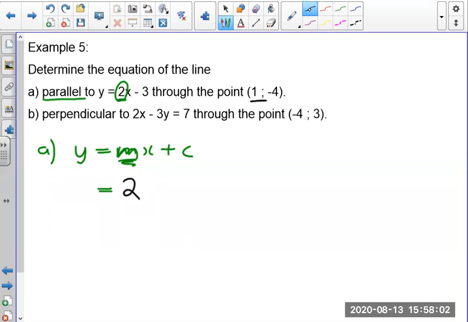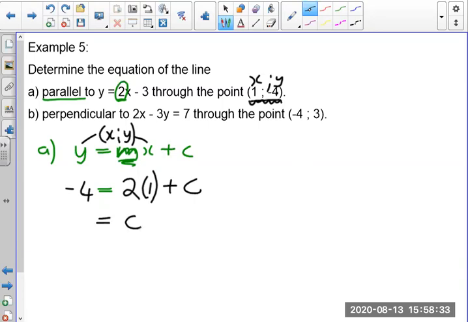They say through the point (1, -4). What did we say now about this x and y? It stands for the coordinates of a point on that line. Do I have a point? Yes, they're giving me a point. So I'm going to substitute the x with 1 and the y with minus 4 so that I can find the c value. So that will give me c equals minus 4 minus 2, which is minus 6. So therefore my equation is y equals 2x minus 6.